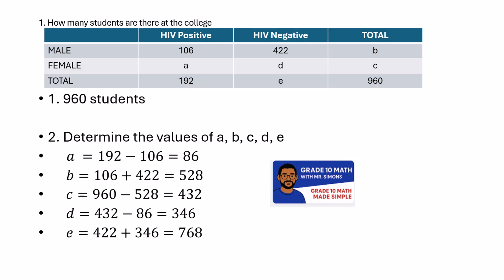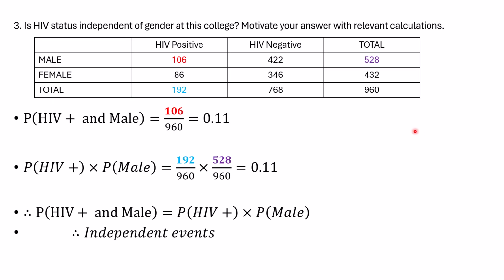Alright, let's look at the last slide. Now we're going to do dependent or independent events, which always gets asked with contingency tables. So if we go to the next one, is HIV status independent of gender at the college? So gender, we mean are you male or female?